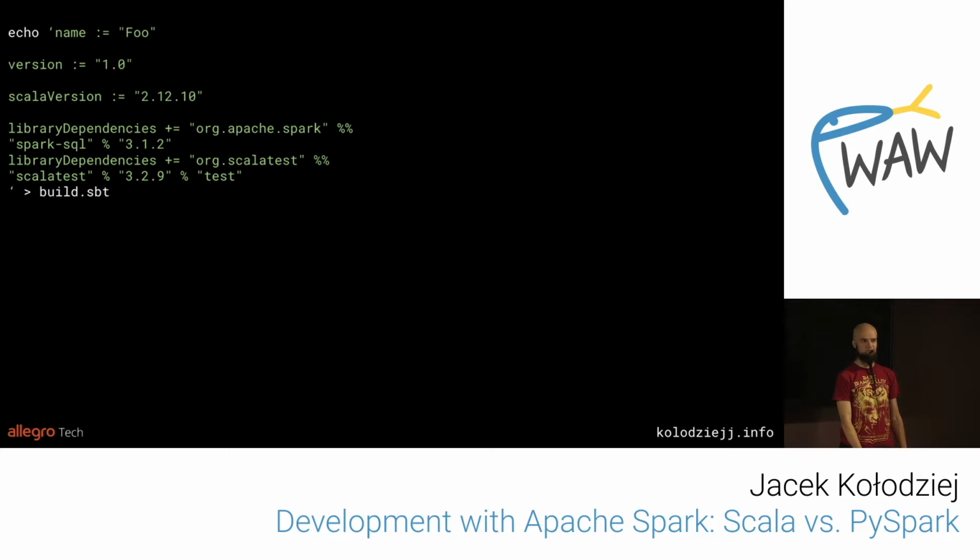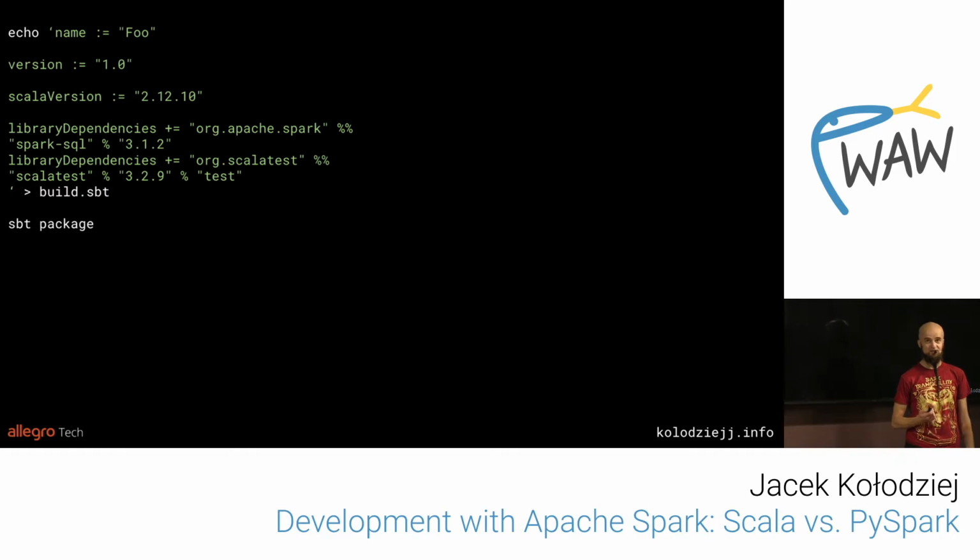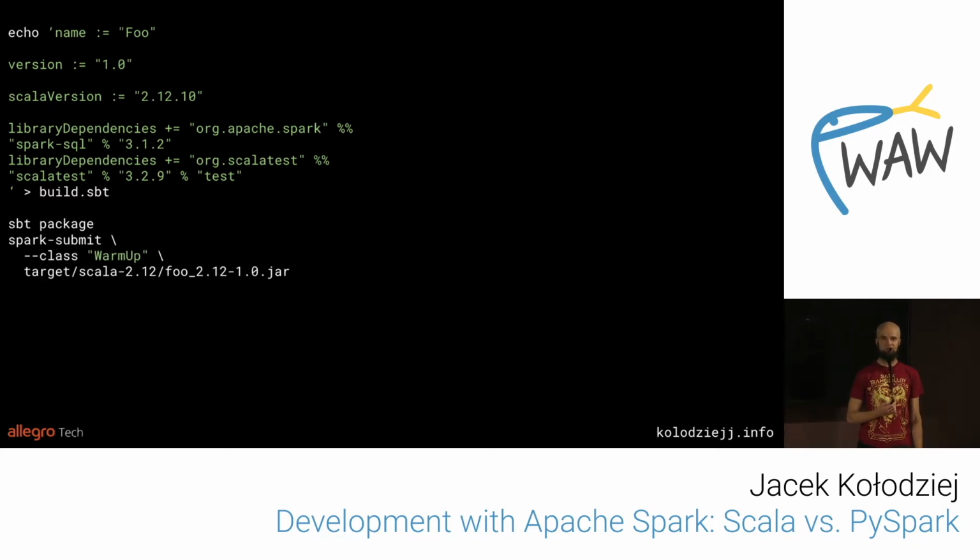How to run it? For Scala, we need some small configuration file where we specify some dependencies. We need something called SBT, that's Scala build tool, and this will package our code. It will create a jar file together with the dependencies needed to run it. And we also need something called spark-submit. This is the utility for submitting work to Spark.